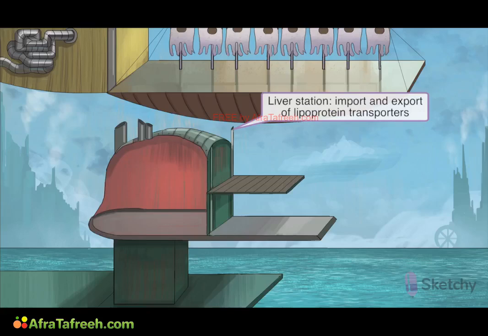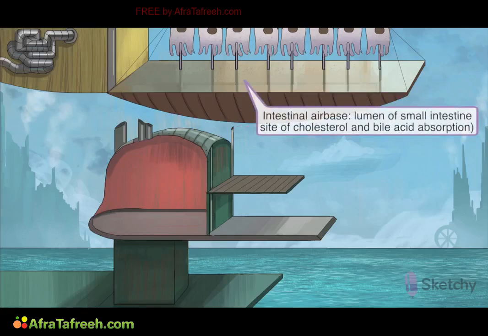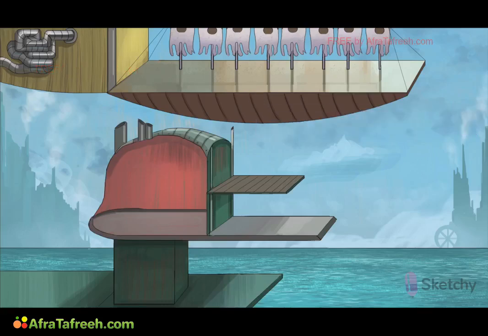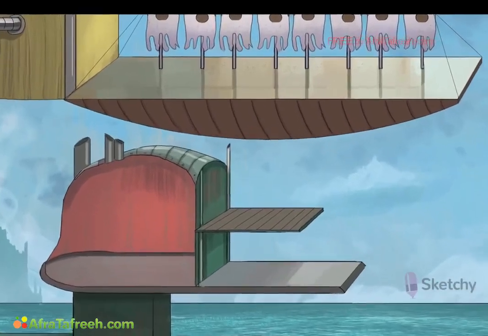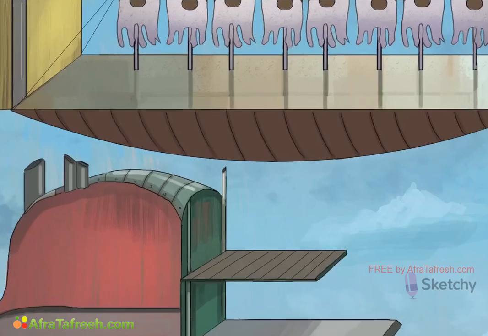Also, recall that the intestinal airbase above depicts the events that occur at the brush border of the small intestine. Bile acid binding resins and ezetimibe work by binding bile acids and dietary cholesterol, respectively, preventing their absorption from the intestine. Without these exogenous molecules available, the liver is forced instead to upregulate the synthesis of LDL receptors, pulling LDL cholesterol out of the blood. Let me show you how it works.